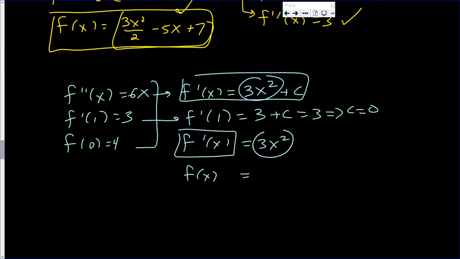Now, if I undo the derivative here, I'll get f of x. And if I undo the derivative there, I'll get x cubed plus a constant. Well, f of 0 is equal to 0 cubed, which is 0, plus c. On the other hand, I'm told it equals 4. So c equals 4. And I update f of x with that new information. It's x cubed plus 4. And we can verify this.